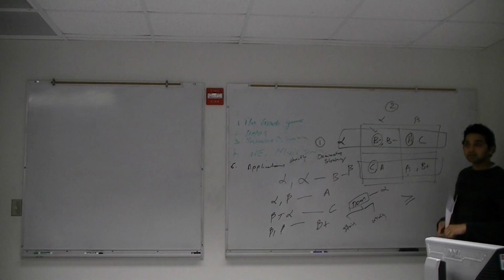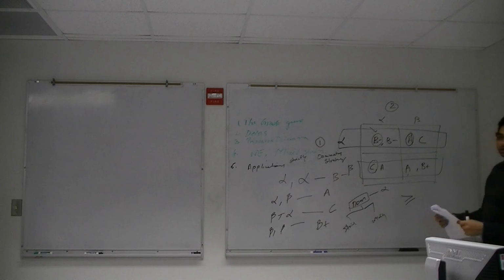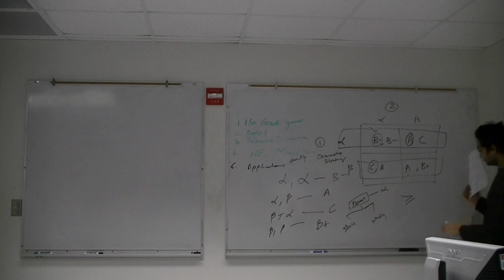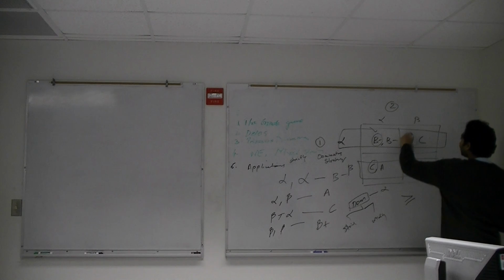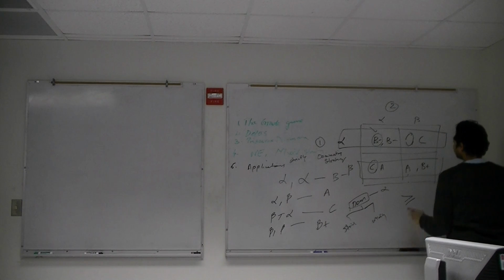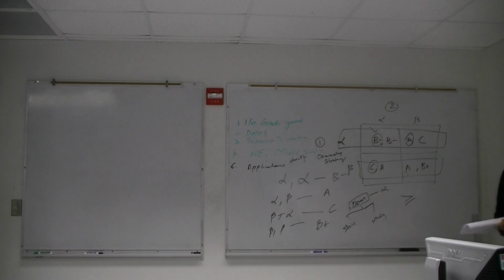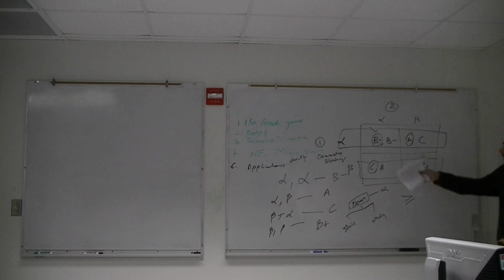Question: if in the upper right, instead of A, we have, for example, B plus. Again, neither strategy is strictly dominating, because the average is dominated. So you could pick either strategy.